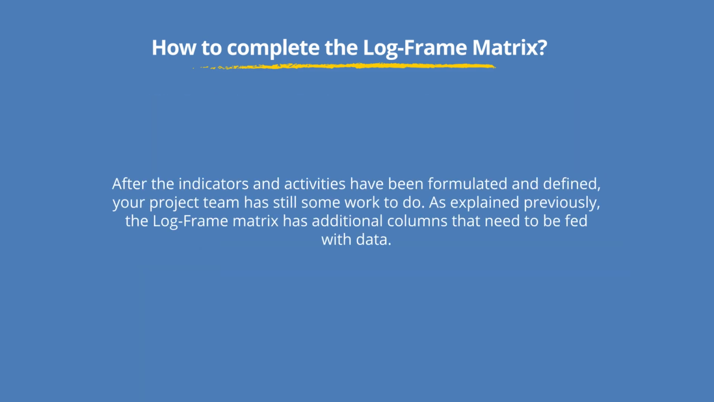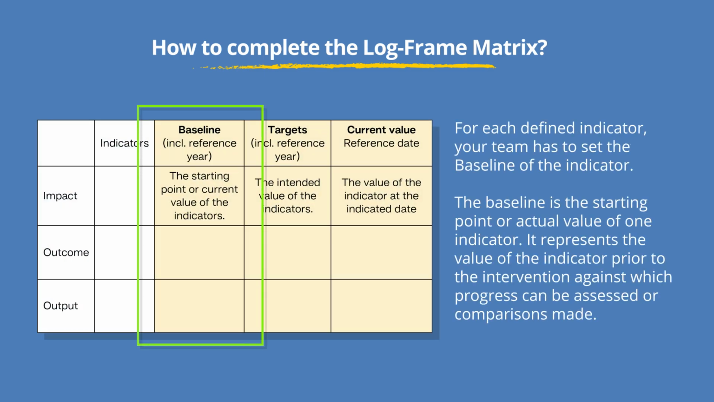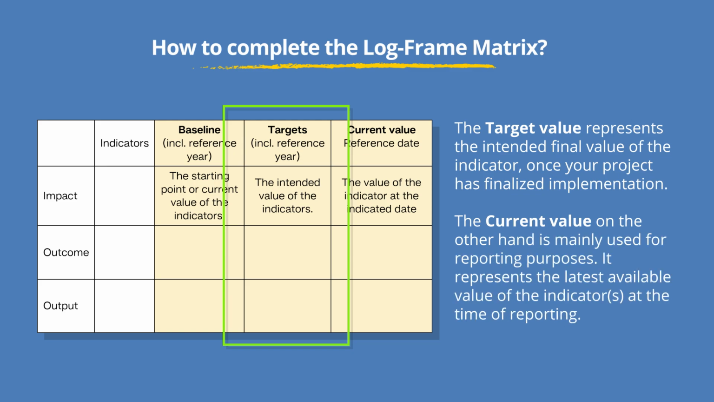After the indicators and activities have been formulated and defined, your project team still has some work to do. As explained previously, the log frame matrix has additional columns that need to be filled with data. For each defined indicator, your team has to set the baseline of the indicator. The baseline is the starting point or actual value of one indicator. It represents the value of the indicator prior to the intervention, against which progress can be assessed or comparisons made. The target value represents the intended final value of the indicator once your project has finalized implementation.